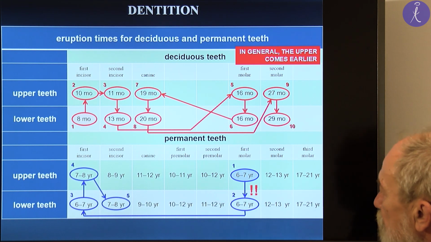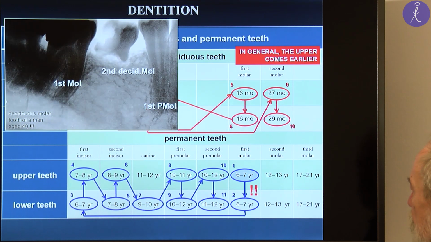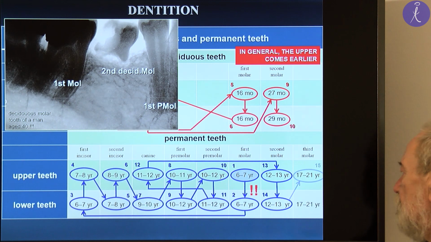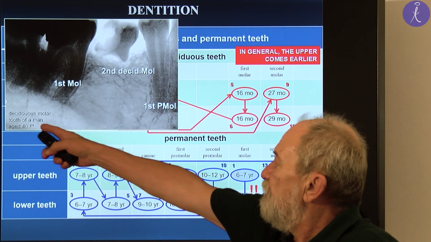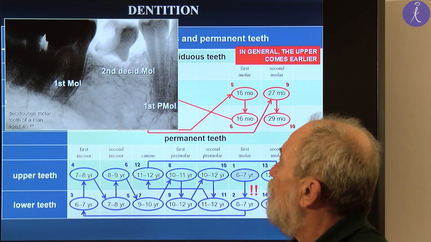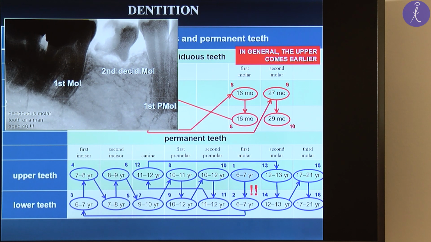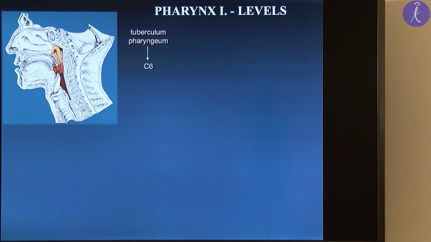So this is the sequence of how dentition goes, and it finishes at the age of 21. At that age, all the teeth should be replaced by permanent teeth. And here you can see an X-ray of a 40-year-old man who has a second residual molar still embedded in the mandible, which was expected to be removed at around 40 years of age.